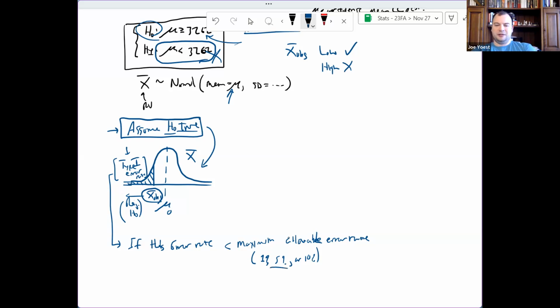Kind of a pretty standard one is just to use 5%, but you could use different ones if that's common in a certain field or something like that. But if this type 1 error rate that we would compute here is less than the maximum allowable error rate, then rejecting H0 on the basis of this sample wouldn't cause a type 1 error rate that's unacceptably large. So then we would reject H0 in favor of H1.